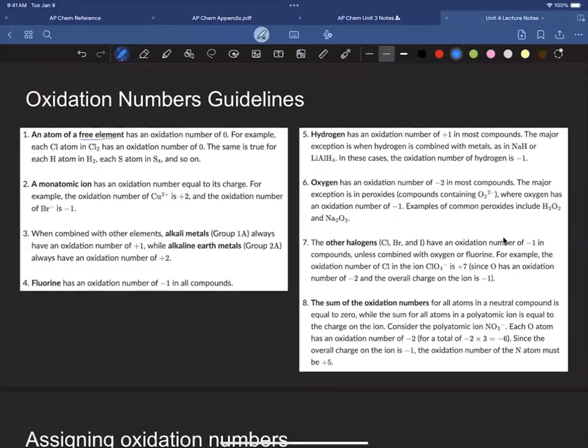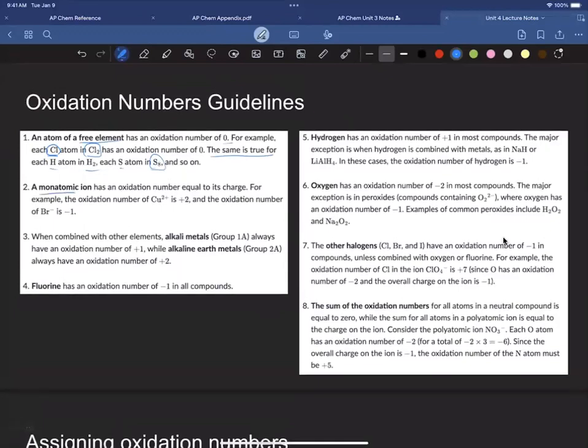An atom of a free element has an oxidation number of 0, right? For example, each Cl atom in Cl2 has an oxidation number of 0. The same is true for the H atom in H2 and the S atom in S8. So a regular atom has an oxidation number of 0 because it is not in an ionic compound, right?